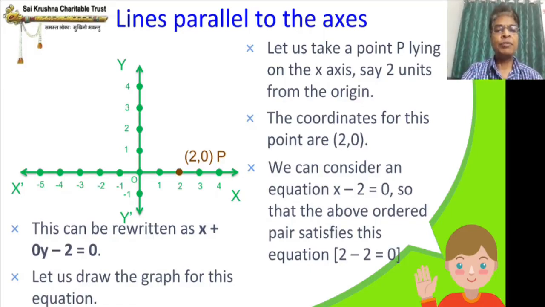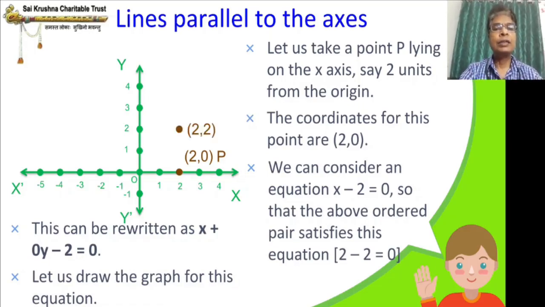First step we have to do: 2, 0 is one ordered pair. The second ordered pair, for x minus 2 equal to 0, we can take 2, 1, because 0y is anyway 0, any value for y is going to be fine. So 2, 1, or 2, 2 I have taken. So I can take 2, 1, 2, 4, 2, 3, 2, 2, anything.